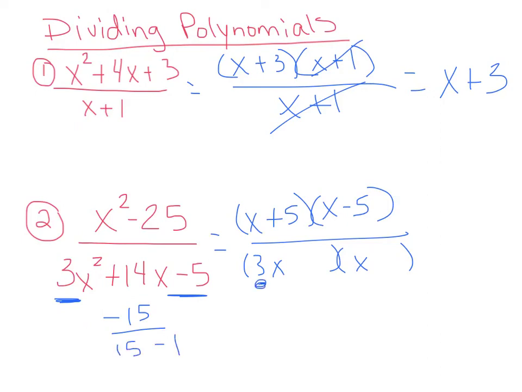And since I have a 3 here, I need to make this 15. So 3 times 5 makes 15. And then minus 1 goes in the other one. And just to make sure, negative 1 times 5 would be negative 5. And then you look and see which ones can cancel. Your x plus 5 and your x plus 5. So on top you have x minus 5. On the bottom you have your 3x minus 1. Okay, so that's dividing polynomials.